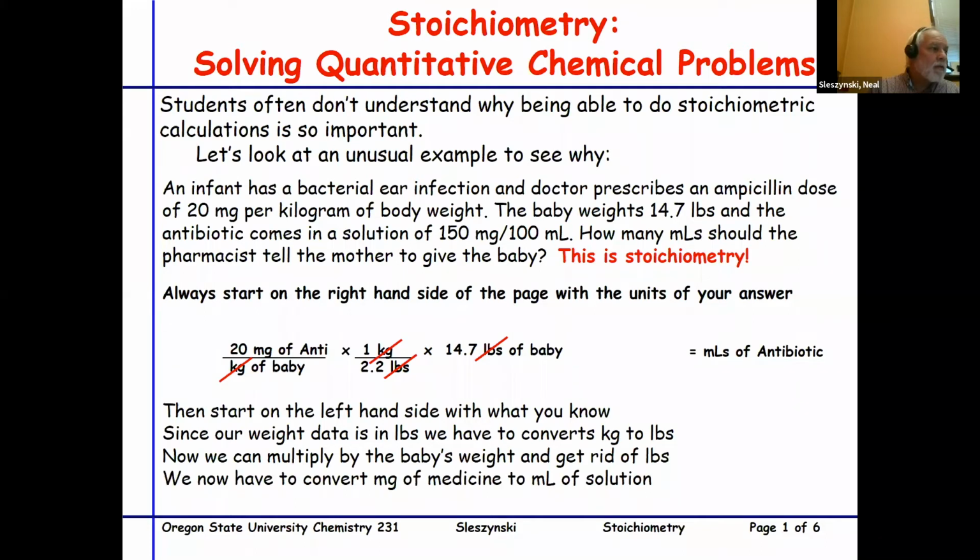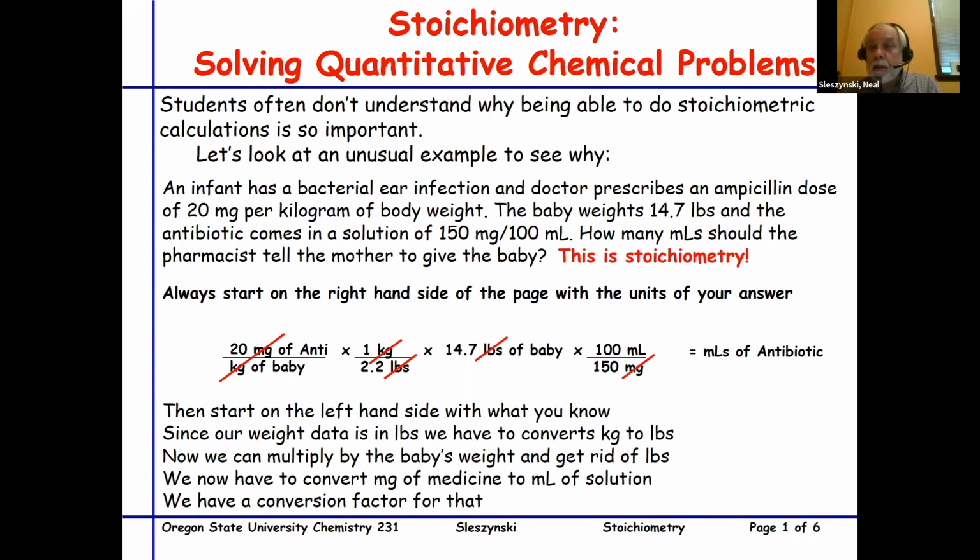We do have a conversion factor between milligrams and milliliters. We've been told that the solution comes in 150 milligrams per 100 milliliters, but we're actually going to have to reverse this conversion factor because we currently have milligrams in the numerator. It needs to go away, so we're going to need milligrams of antibiotic in the denominator. And for a final answer, we need milliliters of antibiotic, which means that we have to have milliliters in the numerator in our conversion factor.